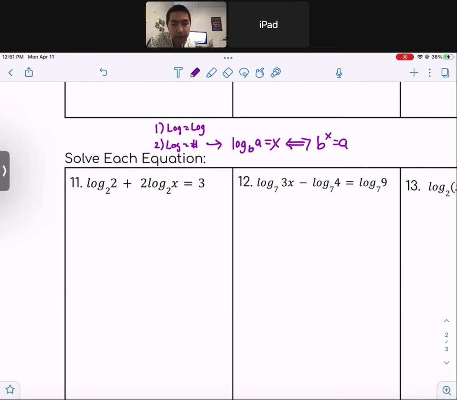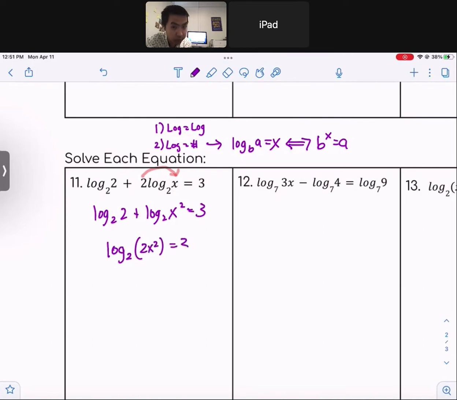So we get 11. First I noticed that we have logs on the left-hand side and a number on the right. So that means we have to get a log equal to some number and then convert that to exponential form. So we should probably move this 2 to the exponent first. And then, because it's a log plus a log, that's product rule, so you can condense that. And then you multiply these two together.